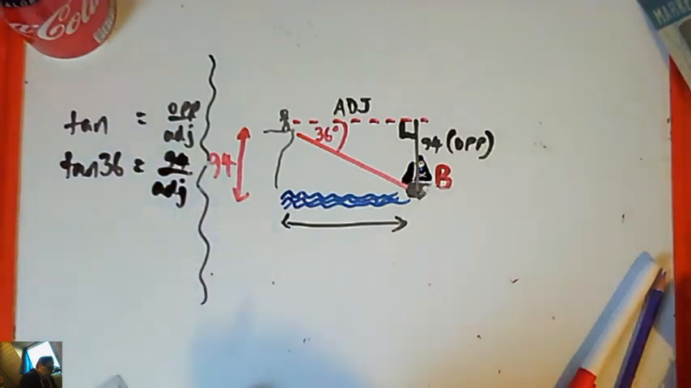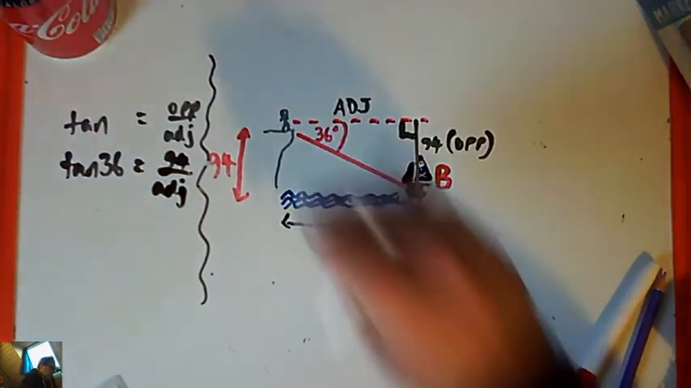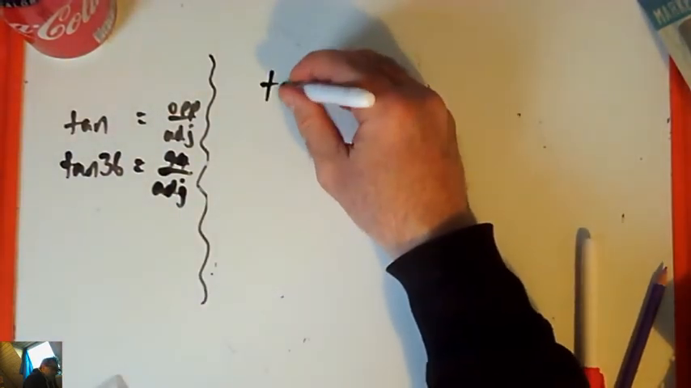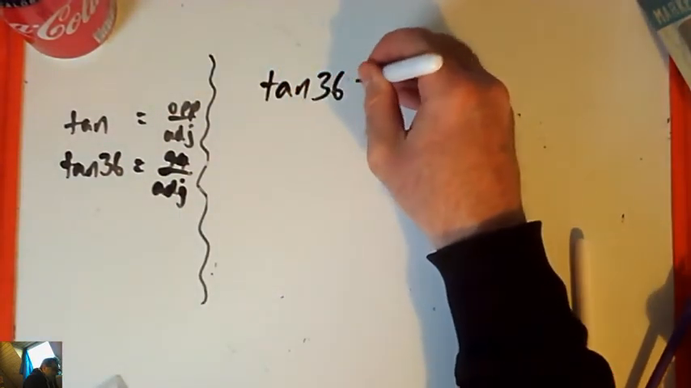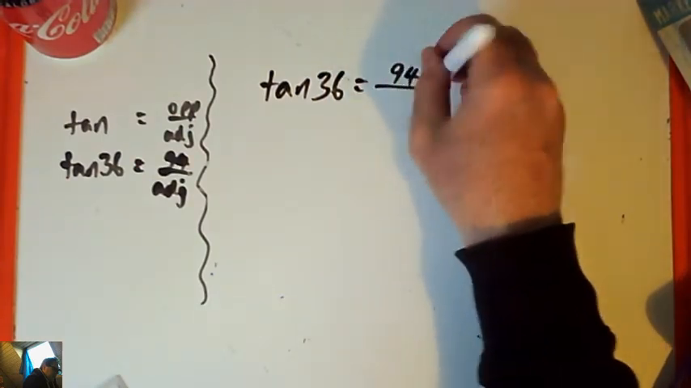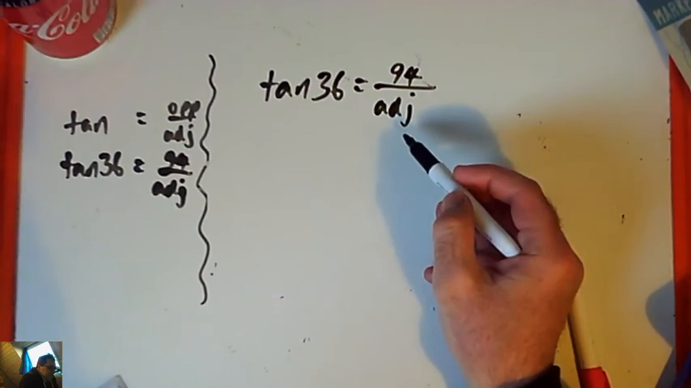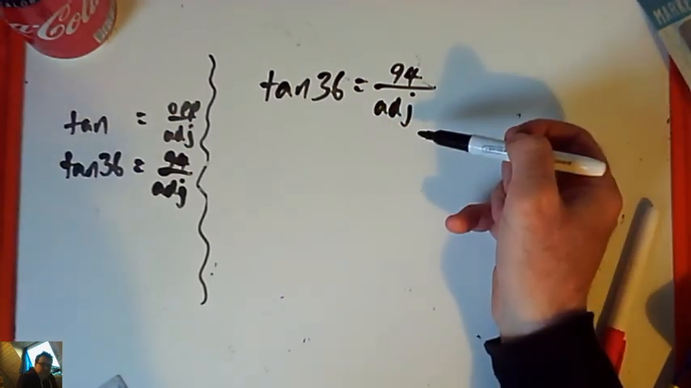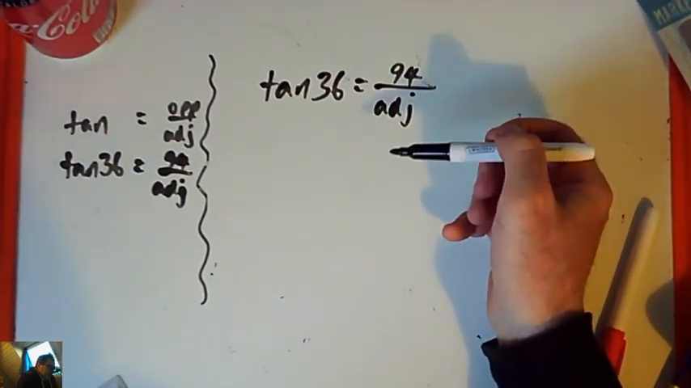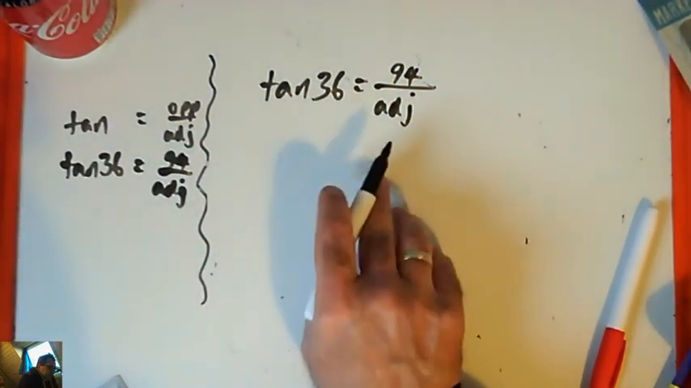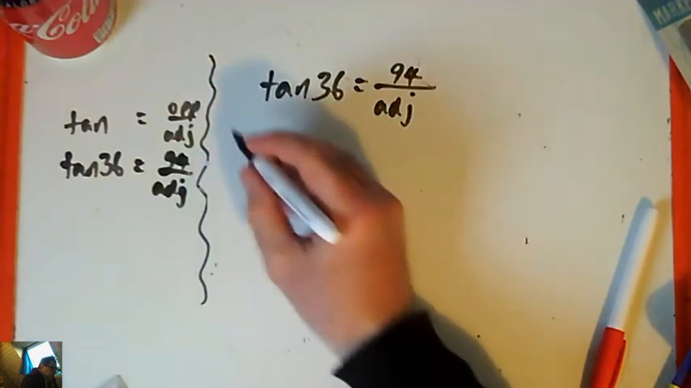I'm actually going to rub out my diagram at this stage and do that whole thing a bit bigger, because I can see it's smudging a bit. So tan 36 equals 94 divided by the adjacent. So we're trying to find out this adjacent side, and because it's in the bottom of the fraction, we're going to have an extra step to manipulate it to isolate it.